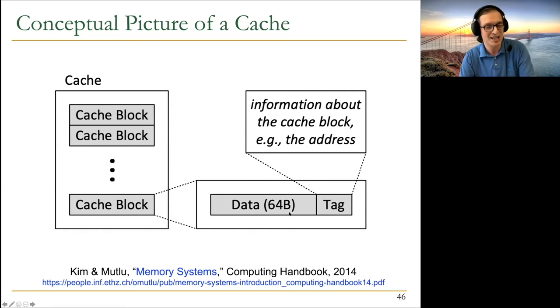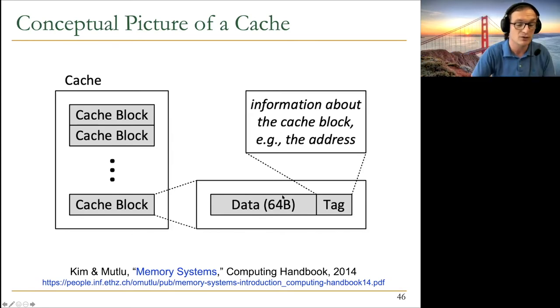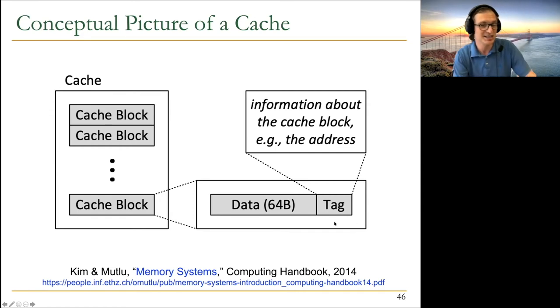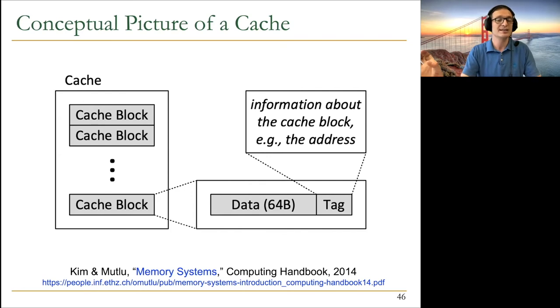I'm going to show you a toy cache soon that's not going to be 64 bytes. But in the most modern systems, you get 64-byte blocks. In some IBM systems, actually, the block sizes are much larger because they found out that for their server workloads, larger block sizes are a good idea, like 256 bytes. So you need to have storage of the data, and information about the cache block, like the address. That's called a tag in hardware caches, at least. So you need to have two different types of information, tag and data.